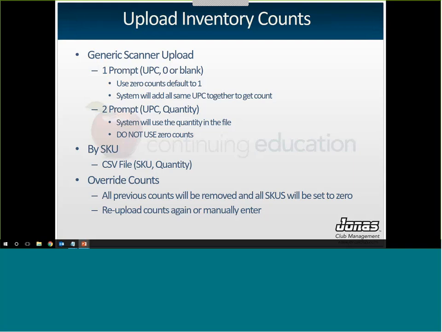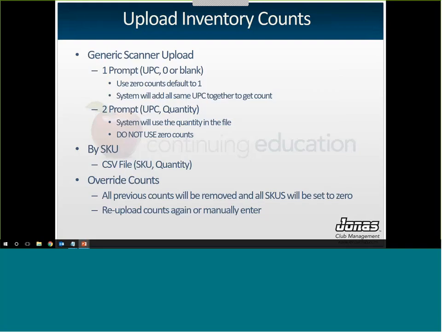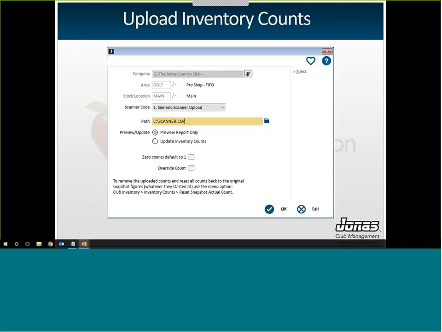So looking at that screen now so you can kind of see what I mean, we have our company, our area, and our stock location, and then we've chosen the generic scanner upload. The other options on that drop down again are the generic scanner upload prompt for UPC quantity or by SKU. So then we have our, again, you choose preview and you choose update, and then our 2 options down at the bottom, the 0 count defaults to 1, and then the override count.